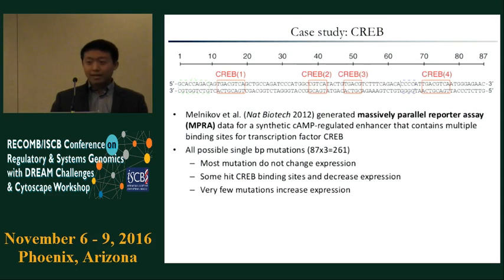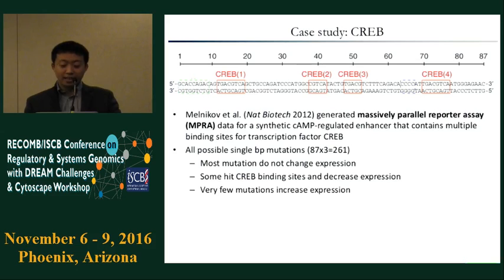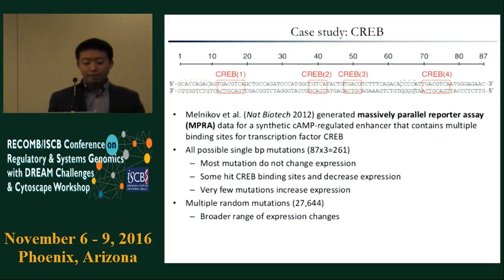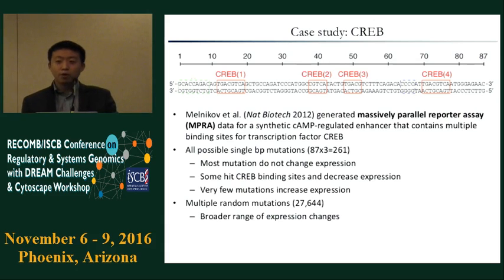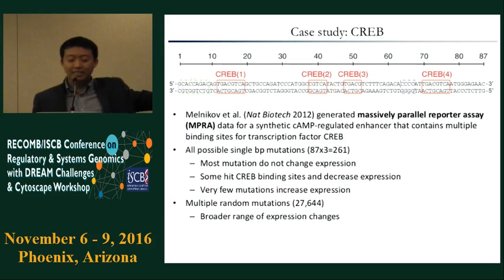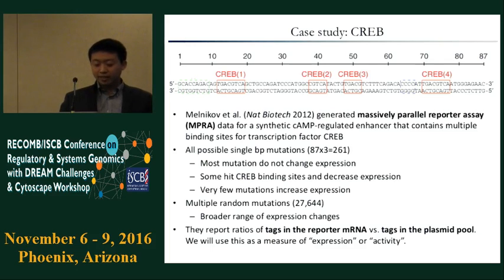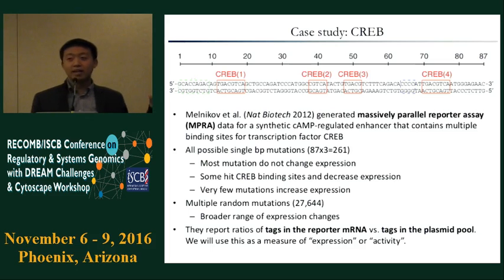To get the expression data, we are using an assay called Massively Parallel Reporter Assay, published in Nature Biotech in 2012. Basically, on the top is a synthetic enhancer that contains 4 binding sites for the transcription factor CREB. They did this for a lot of TFs, but we, as a case study, only use CREB. In this MPRA, they introduce all possible single base pair mutations to this 87-mer sequence, and also some multiple random mutations. And they can measure the gene expression for the original sequence as well as each mutated sequence.